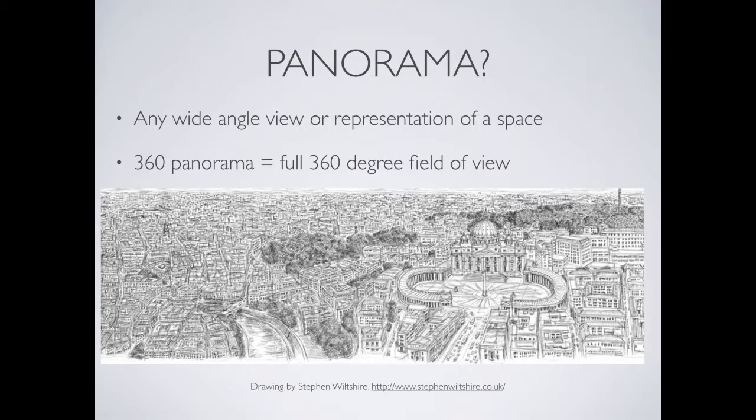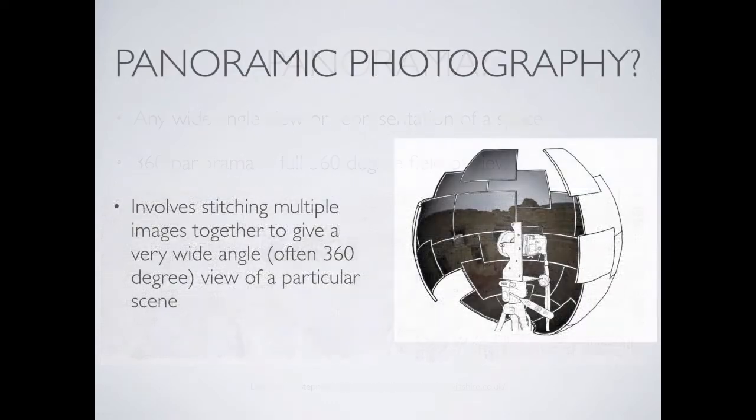A full 360 panorama basically means that if we started in one place, we'd go all the way around and come back to the same place. If we did a full 360 vertically, it would go all the way up into the sky and all the way down to our feet. So we have the ability to do a complete 360 if we wanted to.